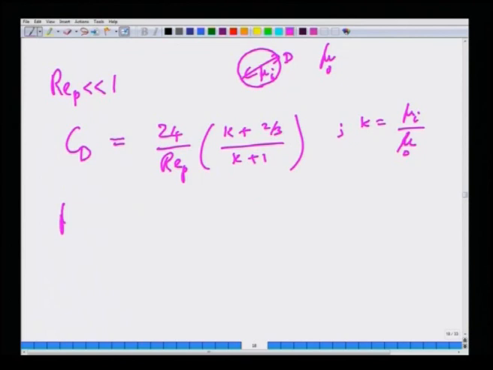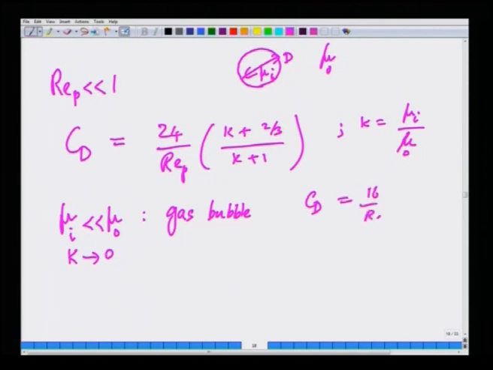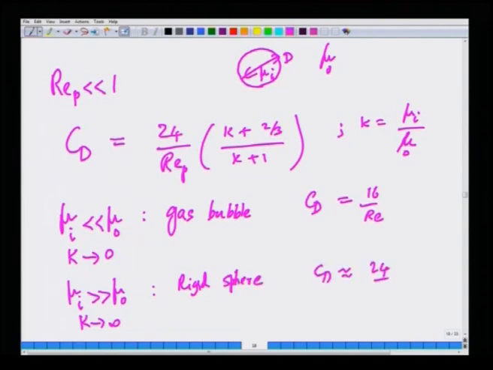So, we have two limiting cases. When mu I is very small compared to mu O, you get the motion of a gas bubble, and you will get Cd in that limit. So, when mu I is less than mu O, k tends to 0. If I put k tends to 0 in this case, I will get 16 by Re. Now, if mu I is very large compared to mu O, that is k tending to infinity, you get a rigid sphere. So, Cd becomes 24 by Re.